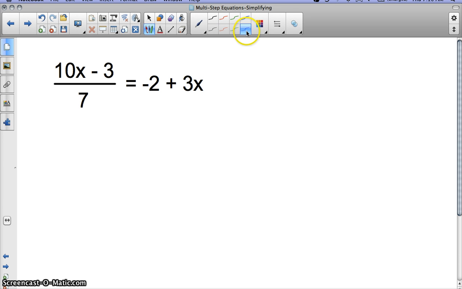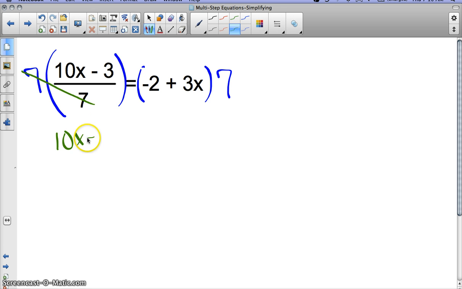Alright, let's take a look at this one. Last problem. If you notice on the left side, we've got 10x minus 3, and it's all over that 7. That 7 really means you cannot do anything until you take care of it. It's saying I dominate the left side. So in order to get rid of it, the opposite of dividing by 7 would be multiplying by 7. And whatever you do to one side, you have to do to the other side. So when you multiply by 7 on the left, it cancels out, and we're left with 10x minus 3. So we just drop down the numerator.